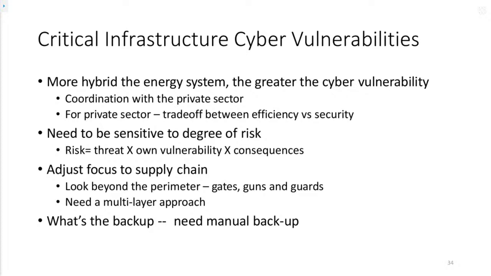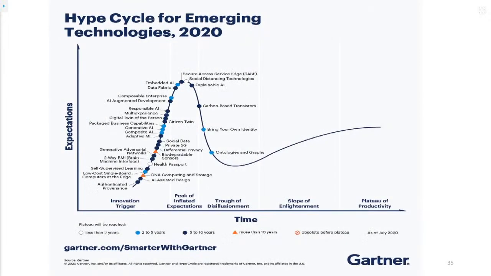That doesn't seem to be taking place today, and that we adjust our focus on the supply chain, both inside and outside of government, from looking at the perimeter protection, the old guns, gates, and guards analogy, and look at a multilateral approach, and deal with the question of what's the appropriate backup for that system.